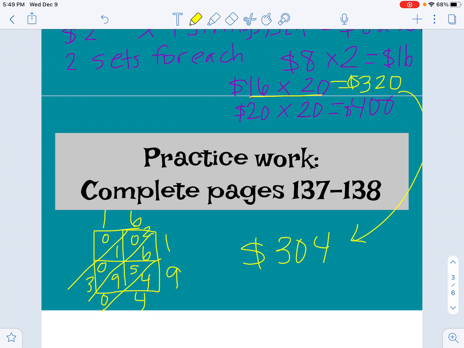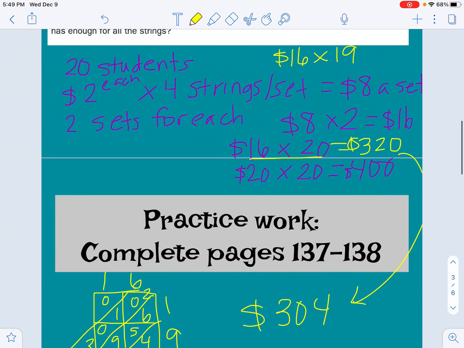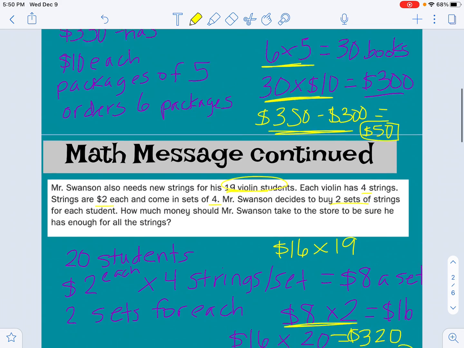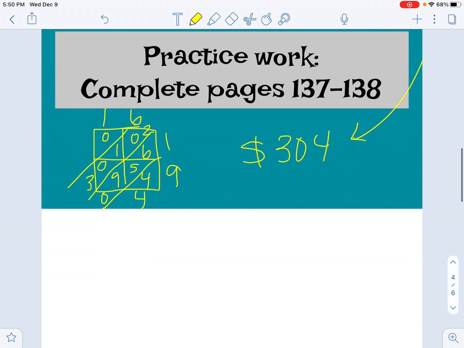And make sure, as I did, that you're reading the problems carefully. So you're going to try some of this work. It's going to ask you to estimate. It's going to ask you to show your number models. So which numbers are you multiplying or adding or subtracting, just like we did up here, to get to your final answer.